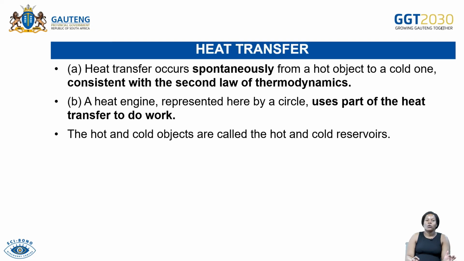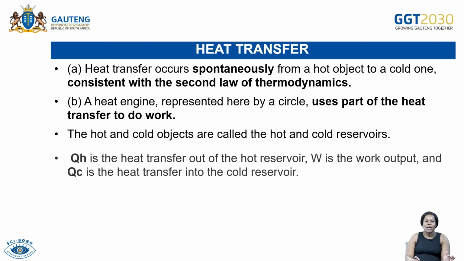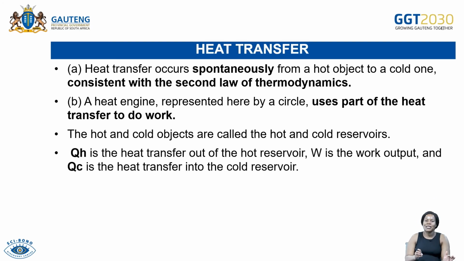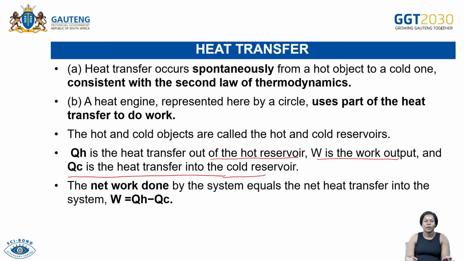Also, the hot and cold objects are called hot and cold reservoirs. QH is the heat transfer out of the hot reservoir, W is the work output, and QC is the heat transfer into the cold reservoir. Now the net work done, the total amount of work done by the system, equals the net heat transfer into the system. Why? Because we are unable to do the work without the heat that is being transferred.